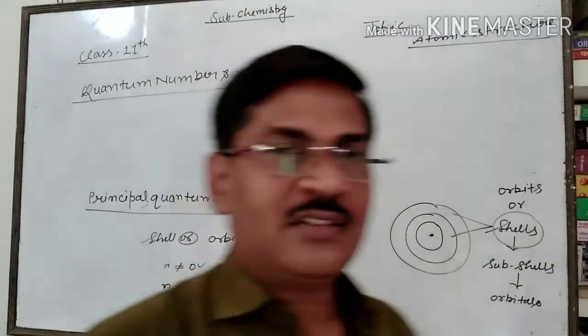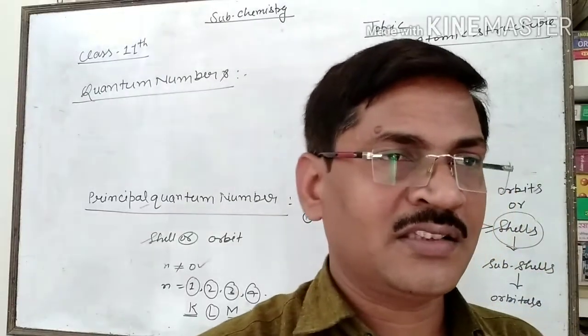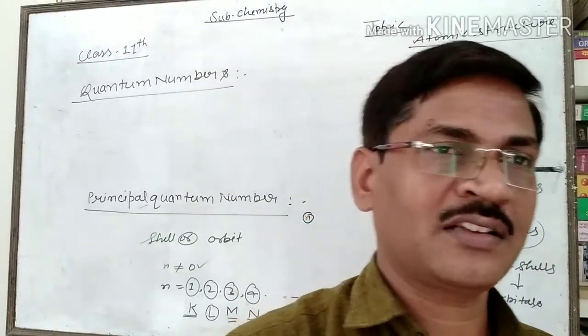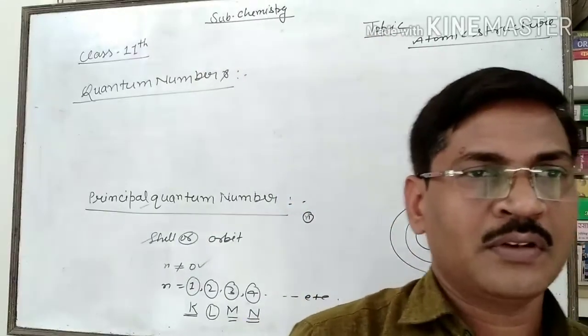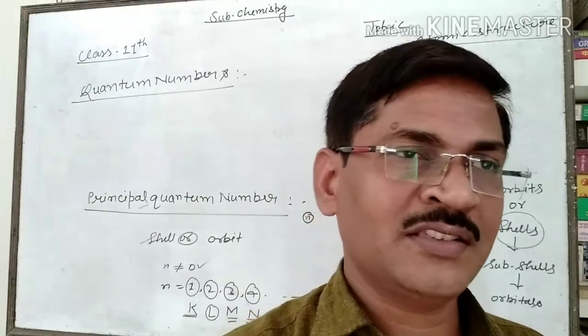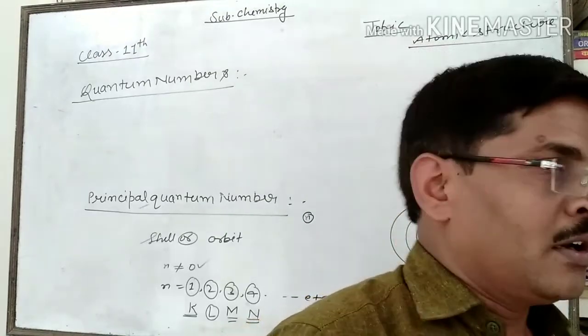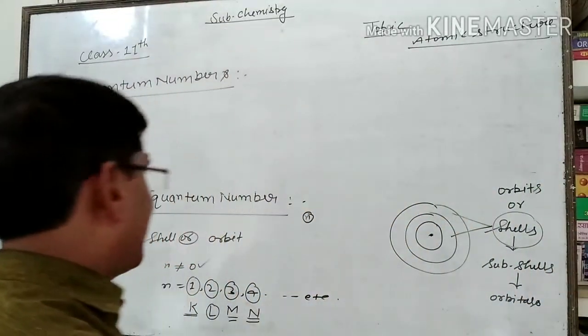If you are able to understand where the electron is, whether in the first cell, the second cell, the third cell, or the fourth cell, then you can easily determine the energy of that cell. It means that you are able to understand position and energy. After that, I have to discuss the second quantum number.